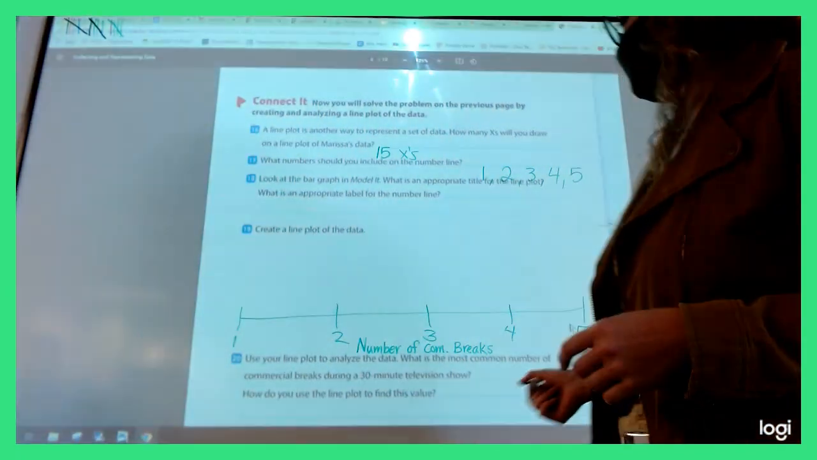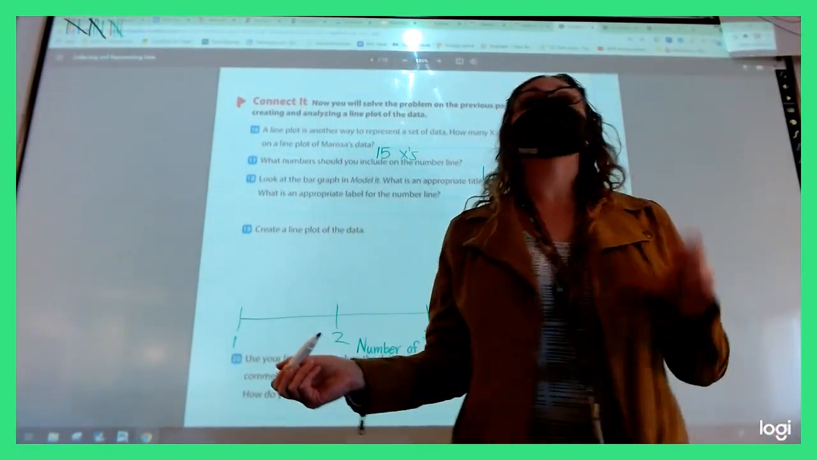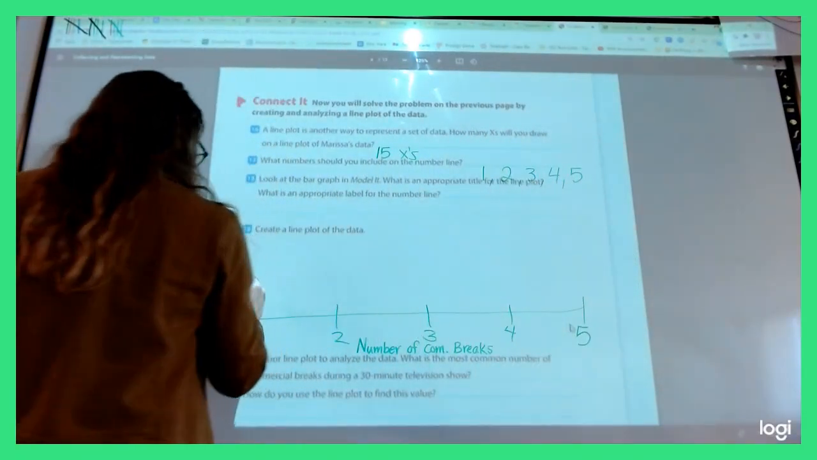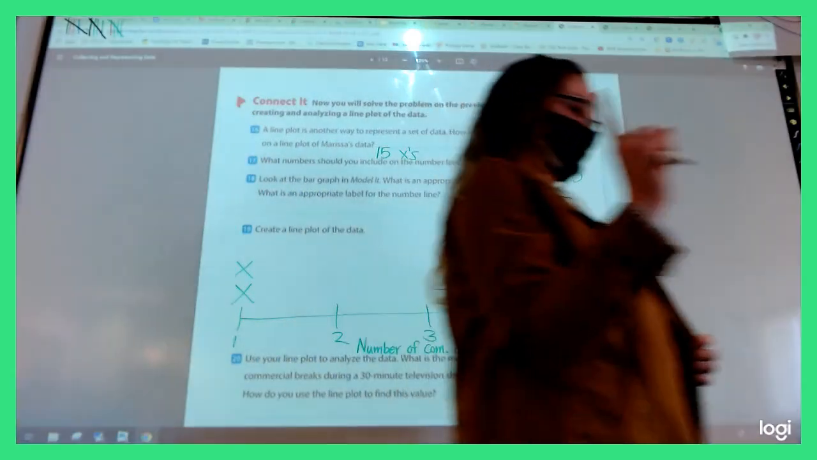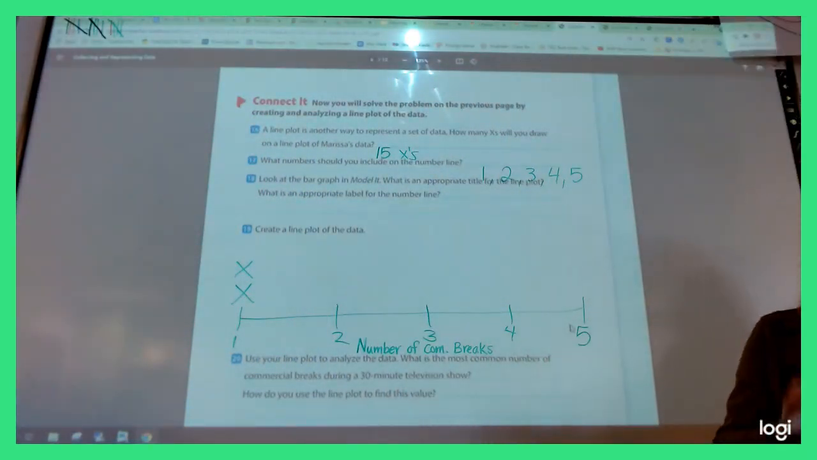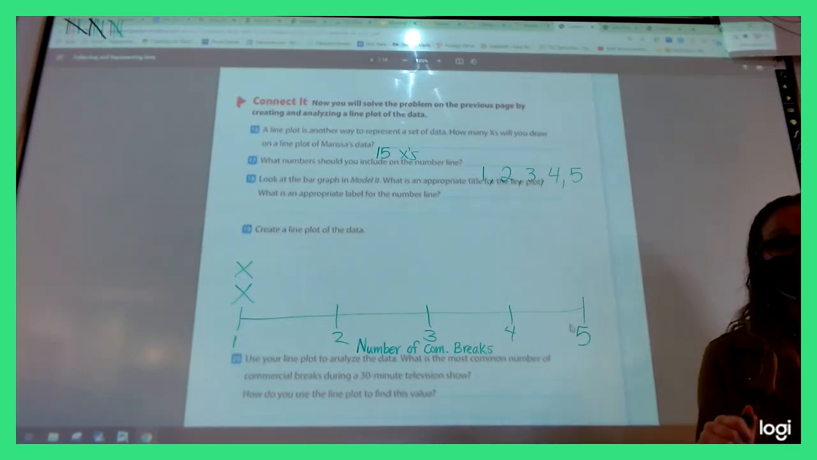All right, so we do see 2 1s. So how many X's do I put above my 1? They're still paused. 2. Each X represents 1 show that had 1 commercial break. All right, now returning to that long list of numbers, we're going to keep heading over there.